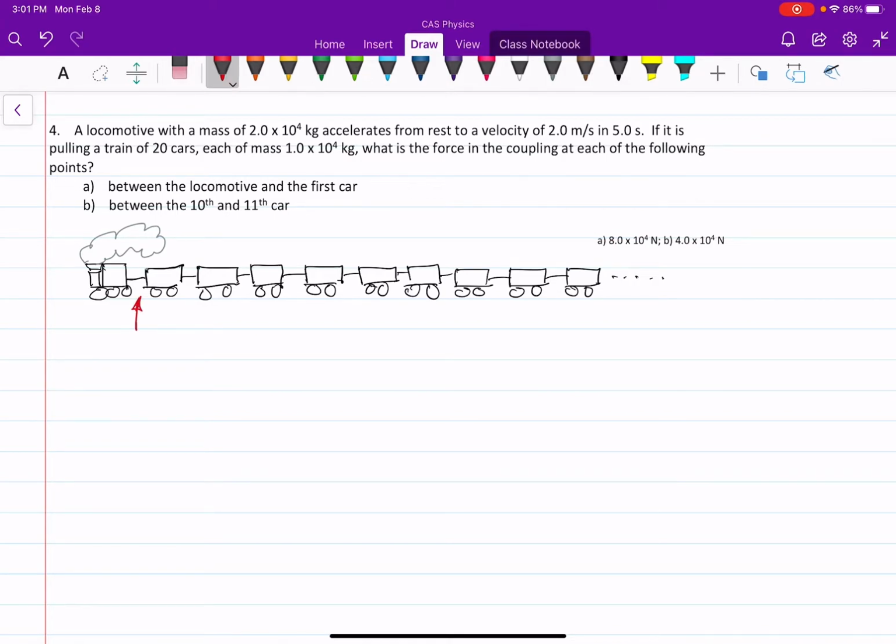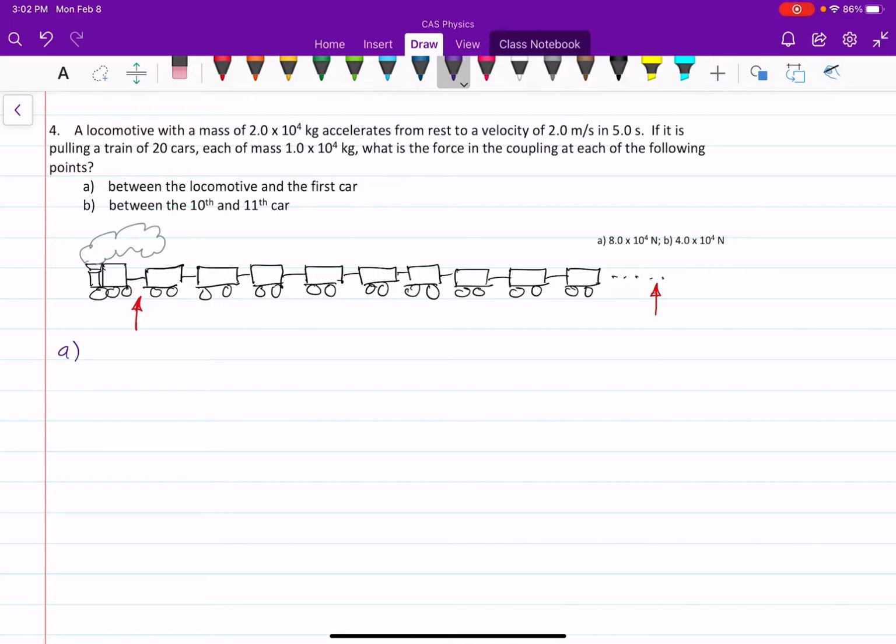And then in the second one, it's between the 10th and the 11th. So 1, 2, 3, 4, 5, 6, 7, 8. Now, I only drew 9 cars and I got tired. So obviously, we don't want to have to draw 20 cars and figure all that out. So we're going to answer this question by grouping the variables together. Or sorry, grouping the objects.